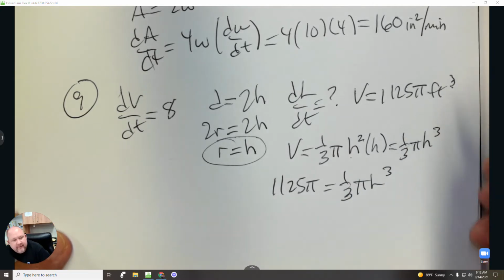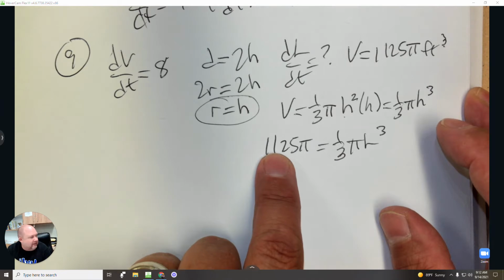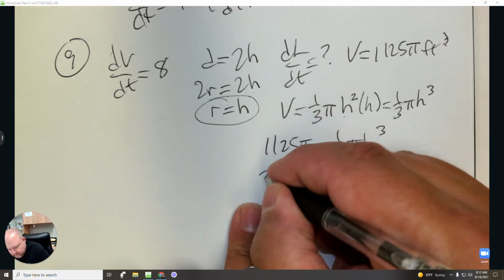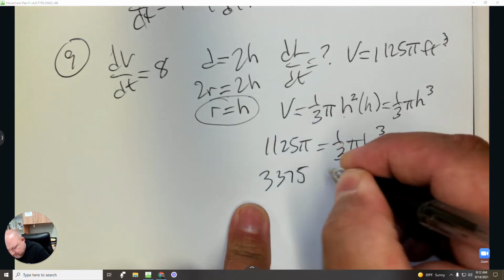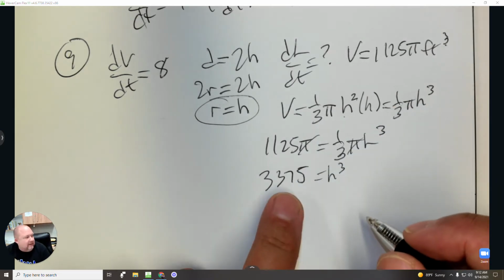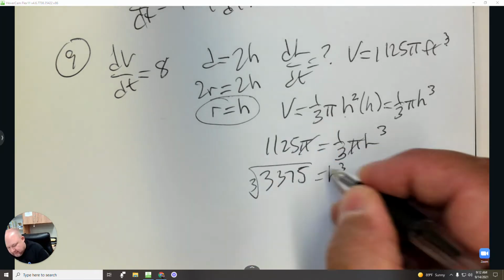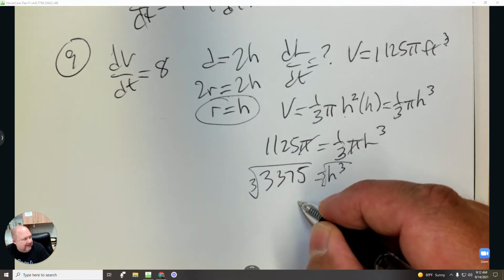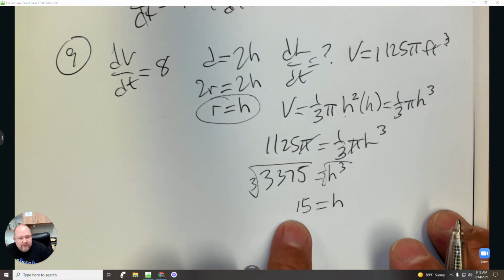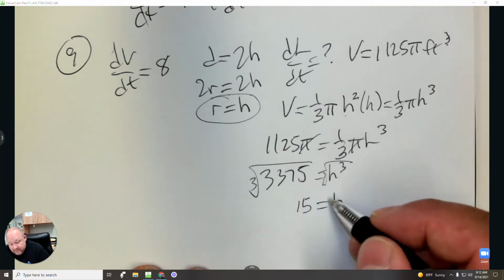So now I'm going to find the height. So I plug in that for it. So I'm going to multiply by 3. The pi's divide out. And then the cube root of that, believe it or not, is 15. So 15 times 15, you could definitely use a calculator here. So 15 is the height. So I needed to find that out.